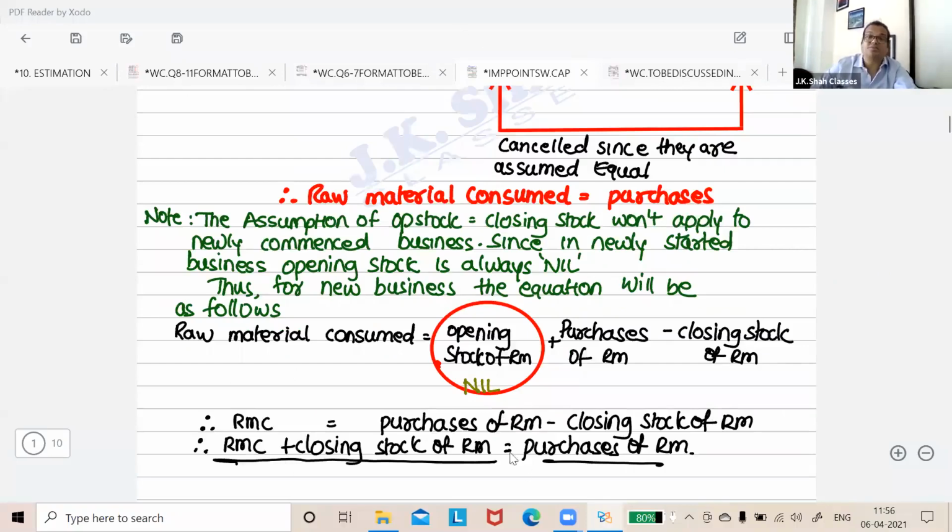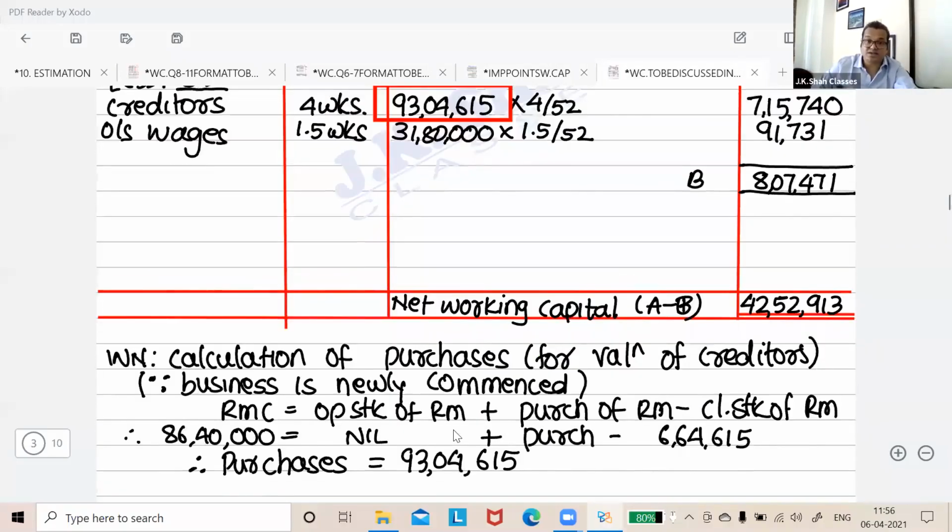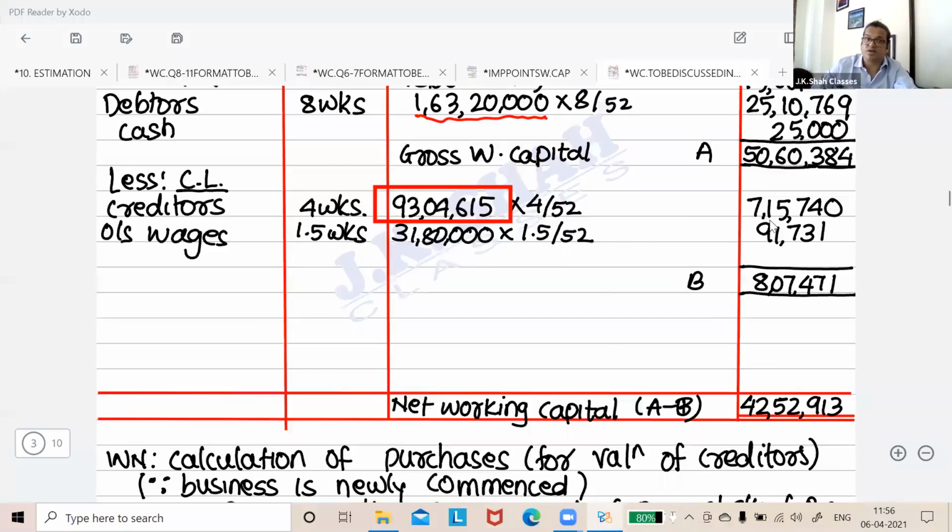So here you will get the purchases, and these purchases you are using over here to calculate your creditors. And then obviously outstanding wages as usual. Wages are total how much? 31 lakh 80,000.